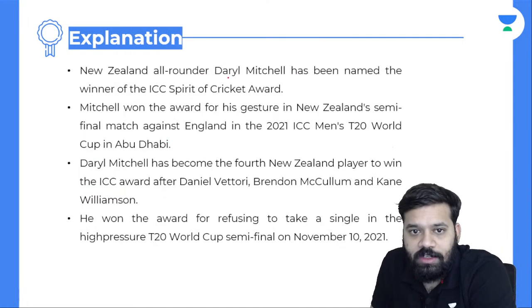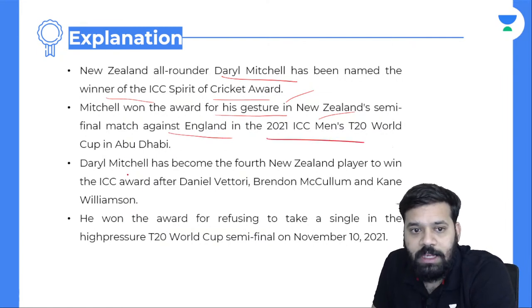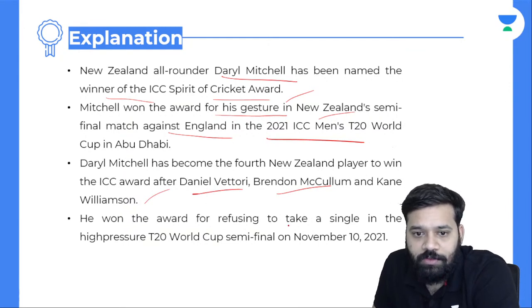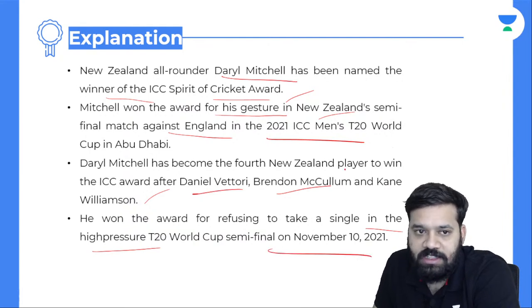New Zealand all-rounder Daryl Mitchell has been named as the winner of ICC Spirit of Cricket Award. Mitchell won the award for his gesture in New Zealand's semi-final match against England in the 2021 ICC Men's T20 World Cup in Abu Dhabi. Daryl Mitchell has become the fourth New Zealand player to win the ICC award after Daniel Vettori, Brendon McCullum, Kane Williamson. He won the award for refusing to take a single in the high-pressure T20 World Cup semi-final on November 10th. Yes, Daryl Mitchell is right.